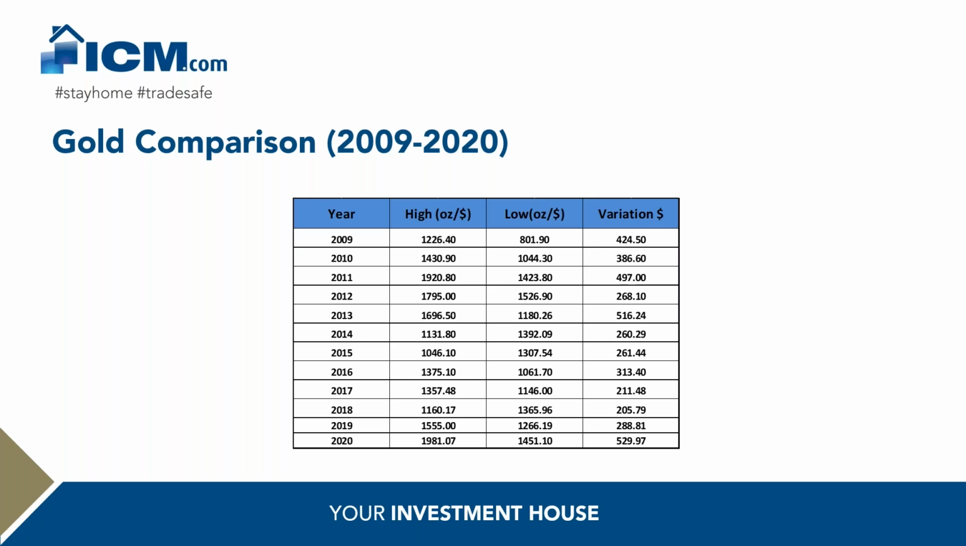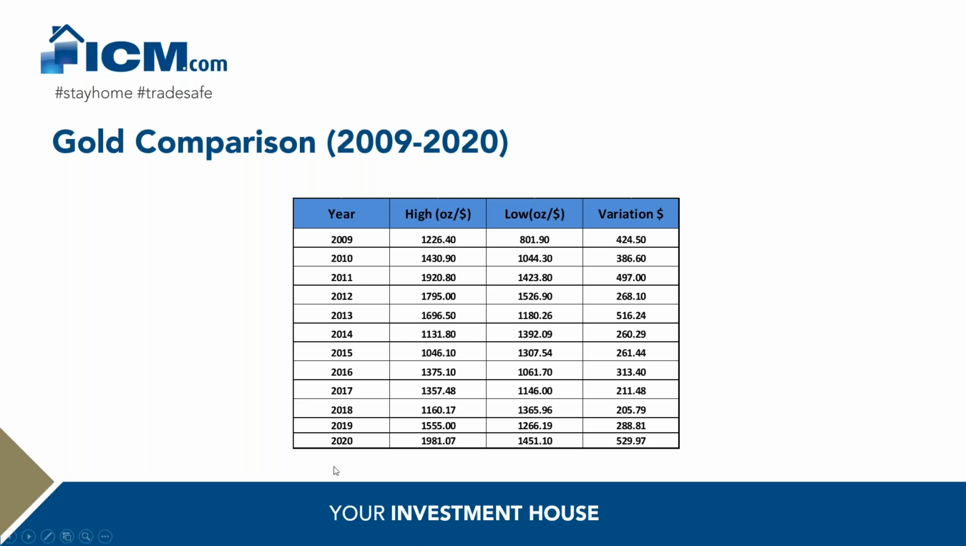When talking about 2009 to 2020, I've made a small table here, where we can easily identify how the market has given a high and low, and the variation of the markets, how much dollar movement has been given gradually. From 2009, we can see there's a $424.50 move in the year. In 2010, again, it's almost $386 per ounce. In 2011 it's 497, 2012 it is 268. I can see there's almost 200 to 400 dollars of movement on a yearly basis.